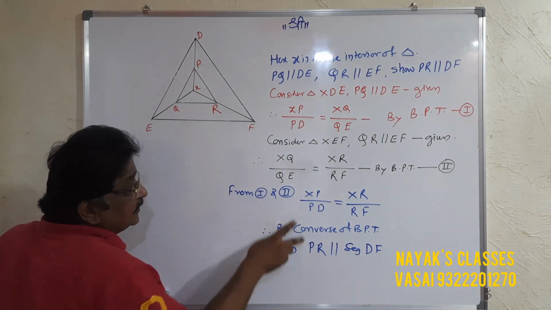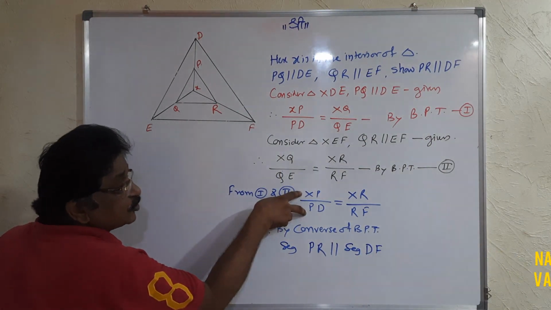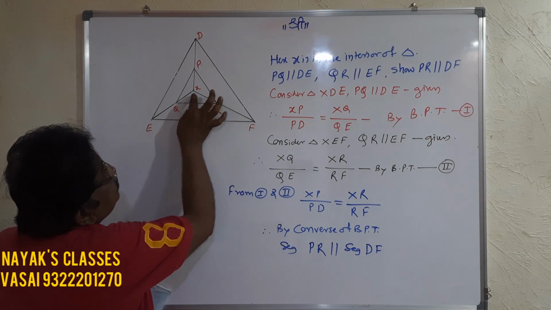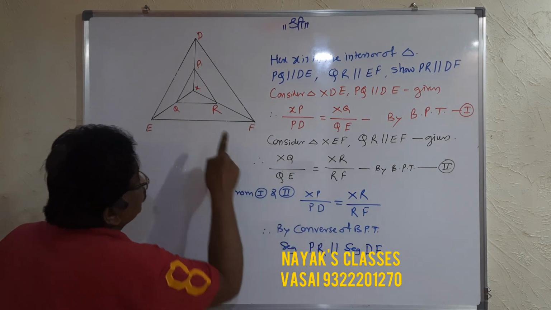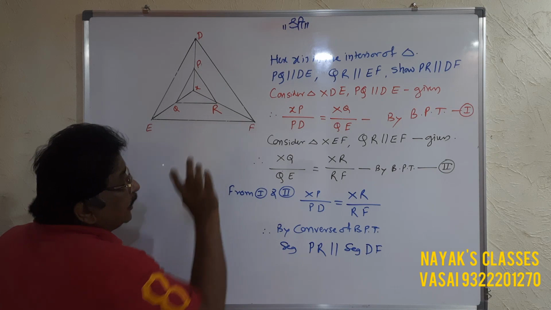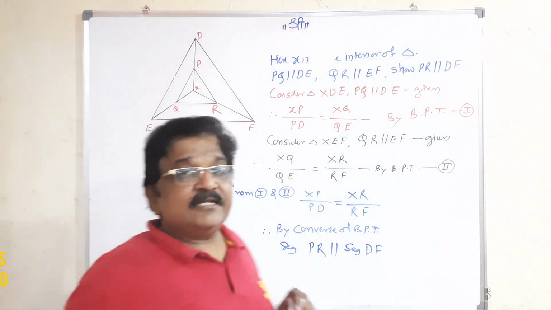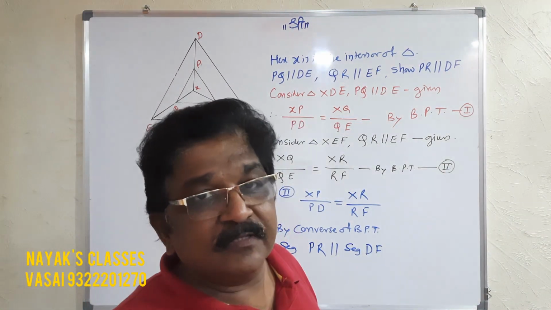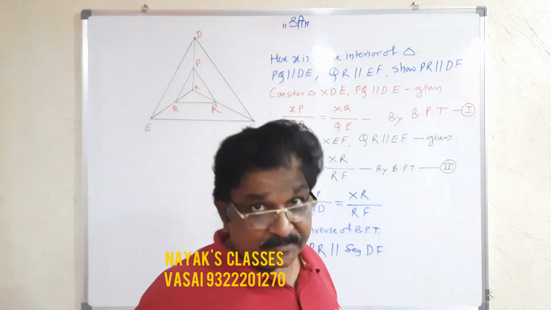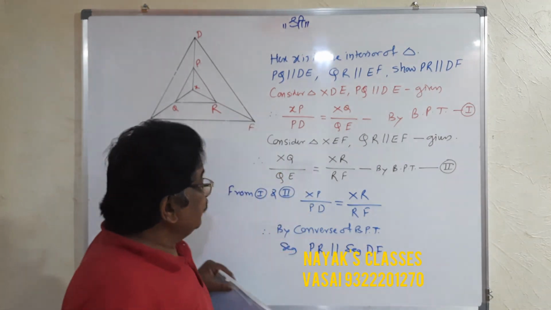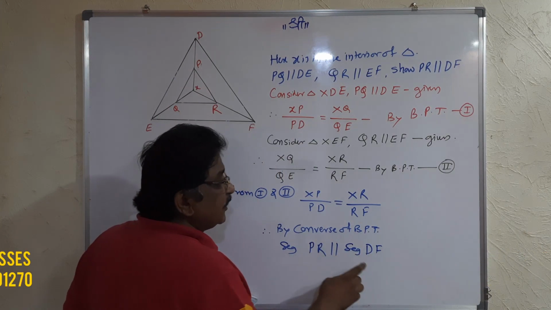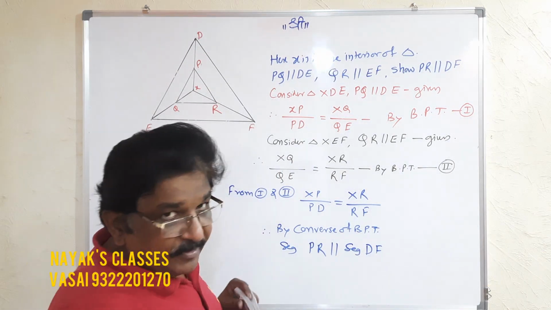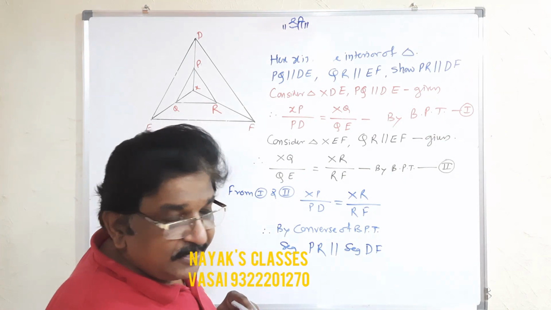In this triangle, these ratios are equal: XP upon PD equals XR upon RF. In any triangle, if ratios are equal, the lines are parallel, the converse. So, by converse of BPT, PR is parallel to DF.